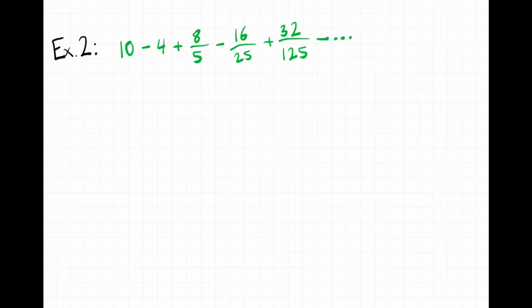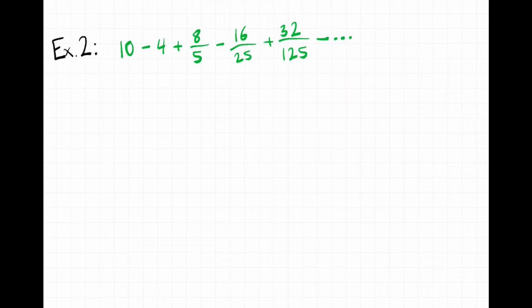Here's another example of a geometric series. The series 10 minus 4 plus 8 fifths minus 16 25ths plus 32 over 125 minus the next term, and so on. Now, of course, if you only see finitely many terms of a series, you can't guarantee that you know what the rest of the terms are.